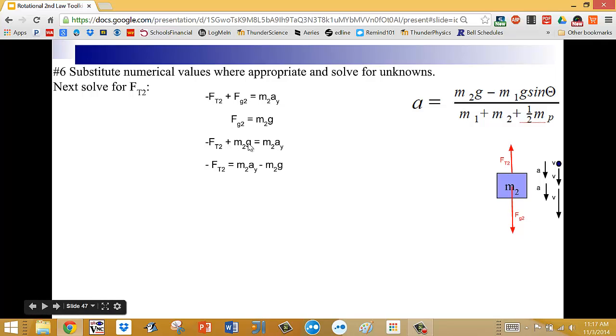Then I'm going to subtract m2g from both sides. So this is what I now get. I want this equation written out so that it's positive, so I'm going to multiply both sides by -1. So now I've got Ft2 is equal to negative m2a plus Fg2. But remember, we said that acceleration there is going to be the same as that acceleration. So we just plug that equation into there to get this equation for the force of tension Ft2. And that's it.